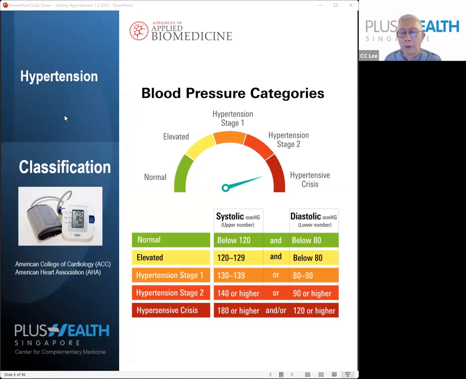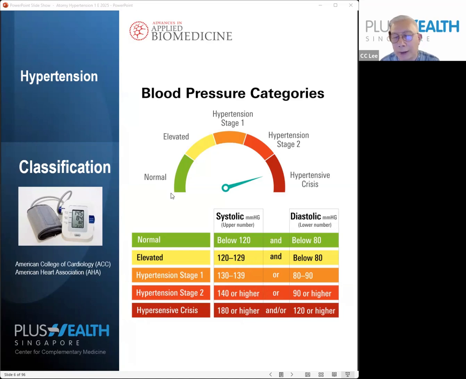Now, we have different stages of blood pressure. With elevated blood pressure, your systolic is above 120 and your diastolic blood pressure is still below 80. We consider that you have a slight elevation, but that's not something of concern. Currently, we consider that you are suffering from hypertension stage 1 if your upper number is 130 and above, and the lower number is above 80. So that is considered hypertension stage 1.